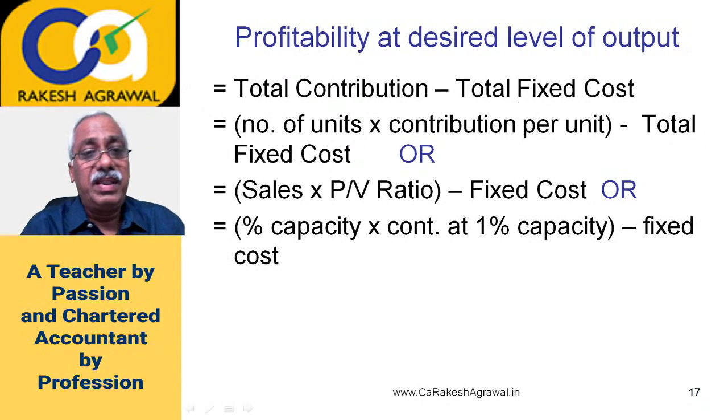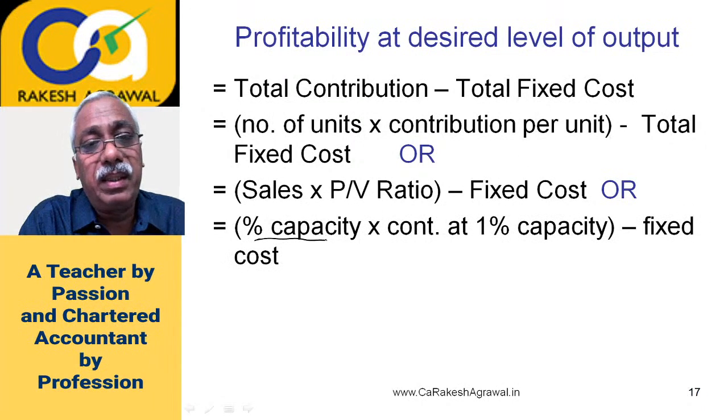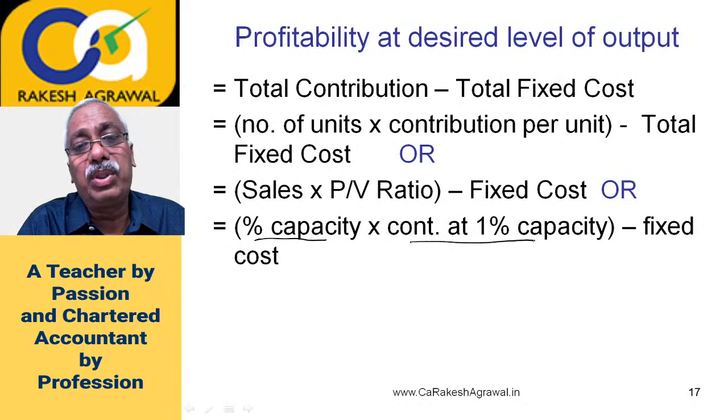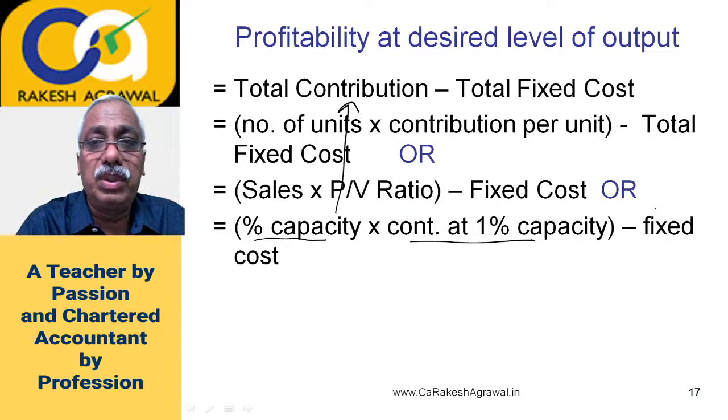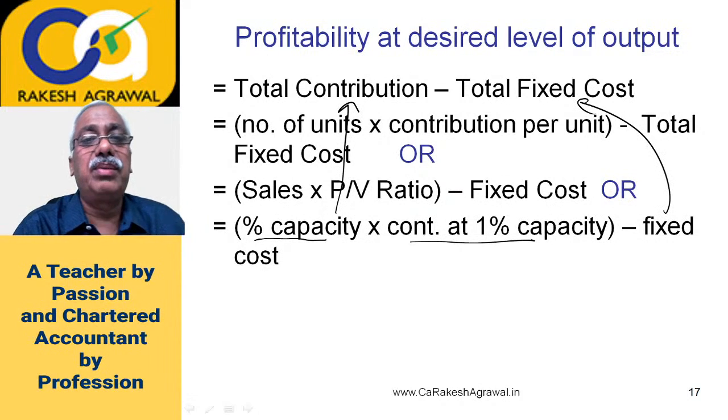Or if sales is given in percentage capacity, then percentage capacity into contribution at 1% capacity, this formula will again give you what? Total contribution minus total fixed cost. Once again you will get profit.